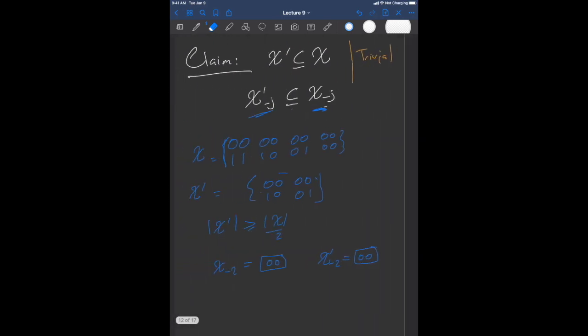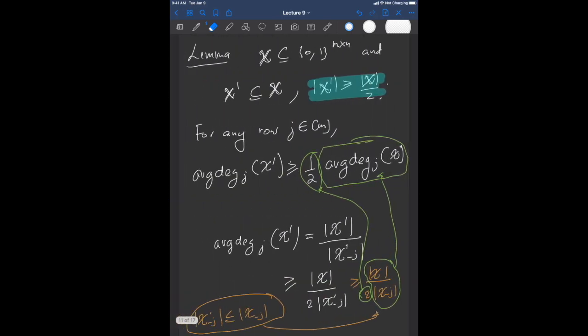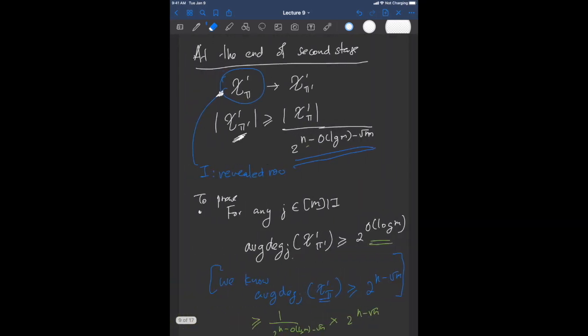So this could reduce average degree a bit, but how much could it reduce by? This lemma says that whenever you reduce a set of matrices by half, the average degree only goes down by a half. And what sort of average degree guarantee did we have? It was 2 to the order log m. So now we would get 2 to the order log m by 2, which is 2 to the order log m minus 1. I can take that minus 1 into my order notation, so it's still 2 to the order log m.